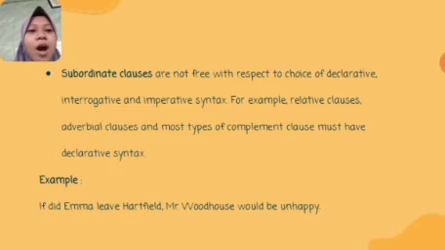Subordinate clauses are not free with respect to the choice of declarative, interrogative, and imperative syntax. For example, relative clauses, adverbial clauses, and most types of complement clause must have declarative syntax. Example: "If did Emma leave Hartfield, Mr. Woodhouse would be unhappy."